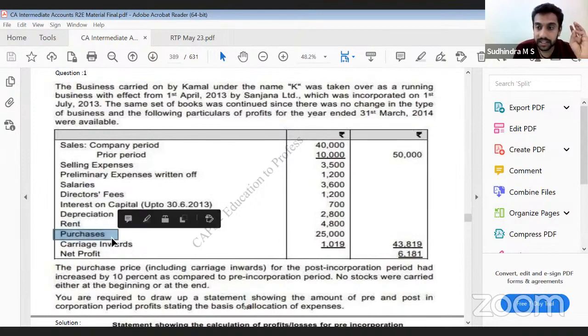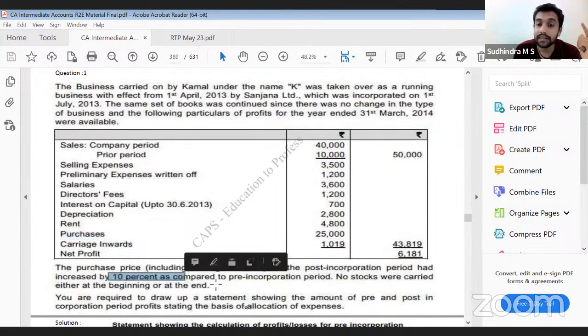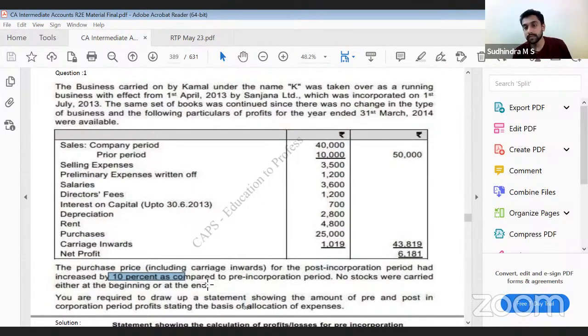Purchases, sales ratio? Specific information is given. What is the information? Purchase price including carriage inwards for the post-incorporation period had increased by 10% as compared to the pre-incorporation period. No stocks were carried either at the beginning or end of the period. So no opening, no closing stock. Whatever is purchased is sold entirely. So using this, can we find out the purchase ratio?